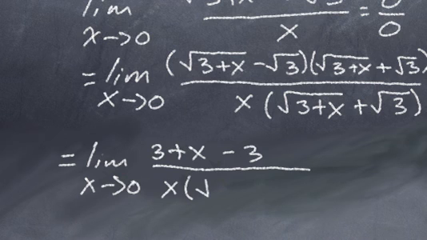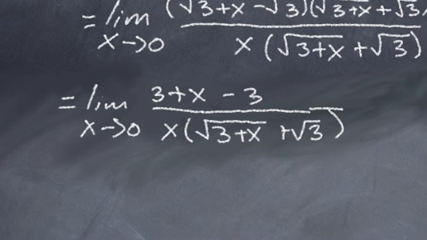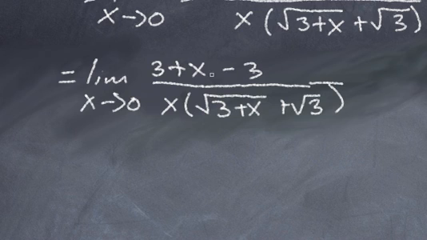And I'm just rewriting the bottom. So as you can see here, up here in the numerator, the 3's will cancel out. We have an x left in the top, and then there's an x in the bottom. So we can cancel these x's out. And so I rewrite the limit again.